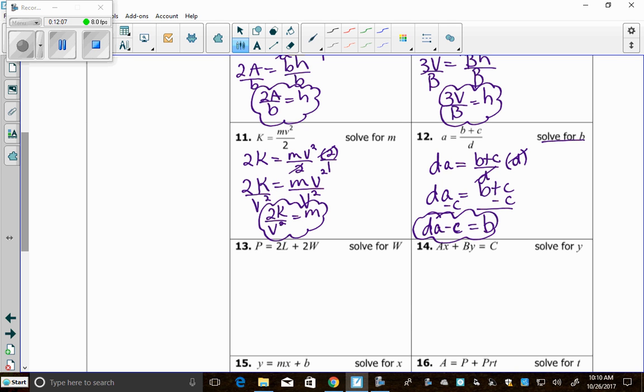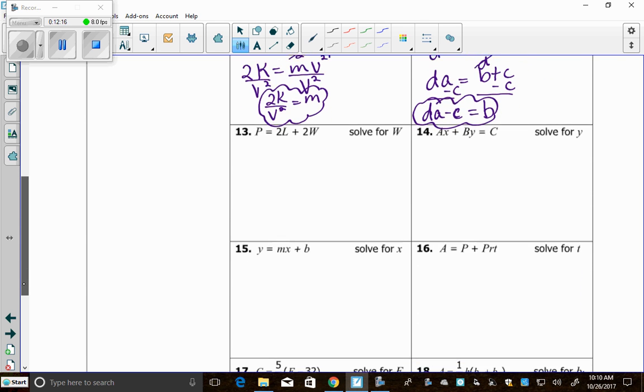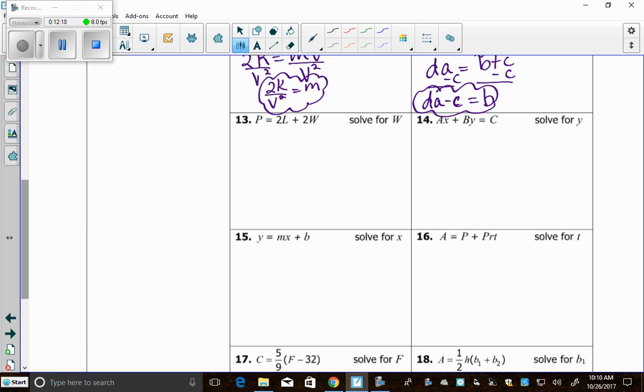All right, perimeter. Your next one, that's the formula for the perimeter of a rectangle. P is equal to 2 times L plus 2 times W. What we're doing here is I want to solve it for W. So I'm going to start by subtracting. I need to first isolate the 2W, then I'll isolate the W. So I'm going to subtract the 2L from each side. And I have P minus 2L equals 2W.